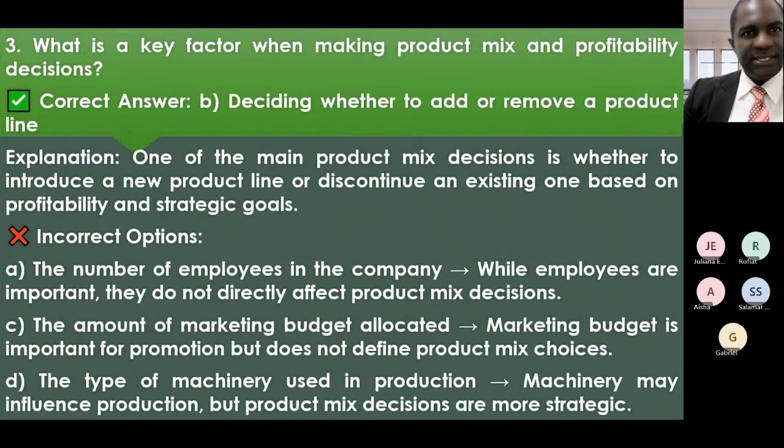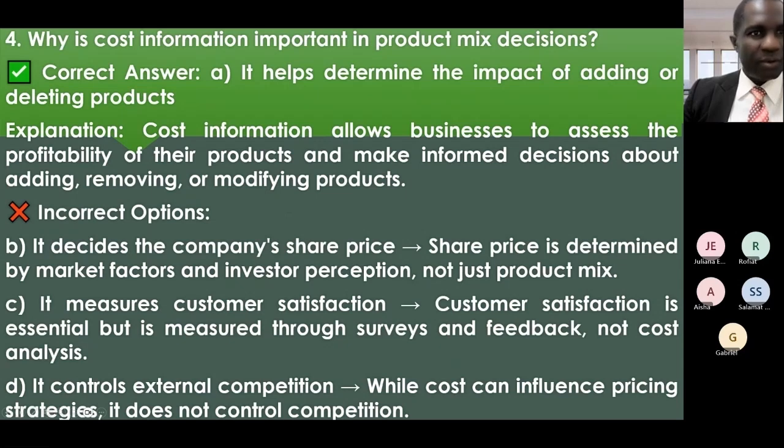Number three, what is the key factor when making product mix and profitability decisions? Everybody got it. B. Very good. Deciding whether to add or remove a product. One of the main product mix decisions is whether to introduce a new product line or discontinue an existing one based on profitability and strategy. Good, fantastic. Number four, why is cost information important in product mix decisions? It helps determine the impact of adding or deleting products. Exactly. Everybody got it. Cost information allows businesses to assess the profitability of their products and make informed decisions about adding, removing, or modifying products.